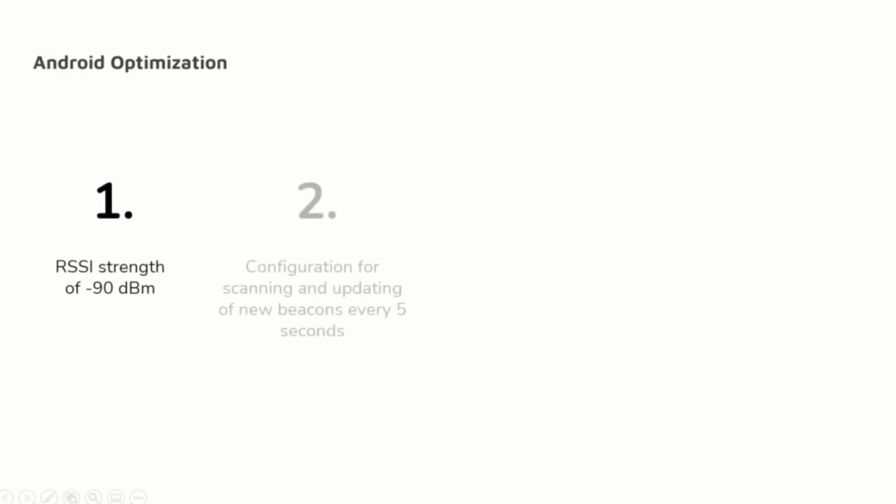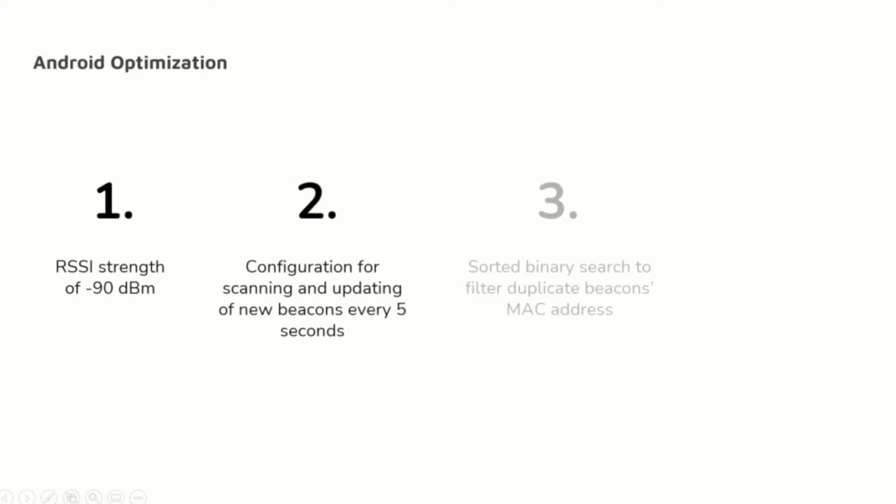We have made use of 4 approaches to optimize our Android Moco Beacon app, which consists of 1. The change in RSSI strength being greater or equal to negative 90 dBm. 2. Configuration for the beacons. 3. Performing sorted binary search algorithm. And lastly, implementing thread pooling.